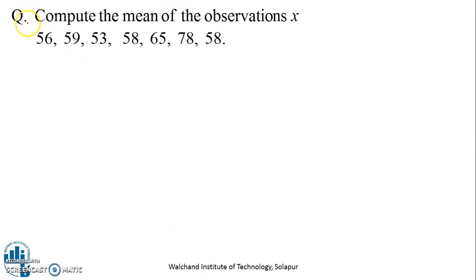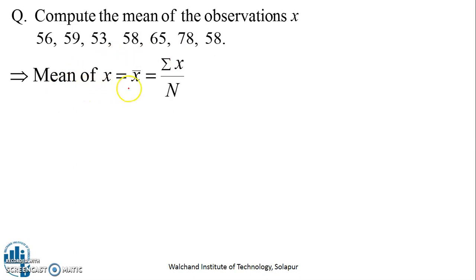Now pause the video and write the answer to the question. The question is, compute the mean of the observation x having the values 56, 59, 53, 58, 65, 78 and 58. I hope you have written the answer. Let us see the solution.